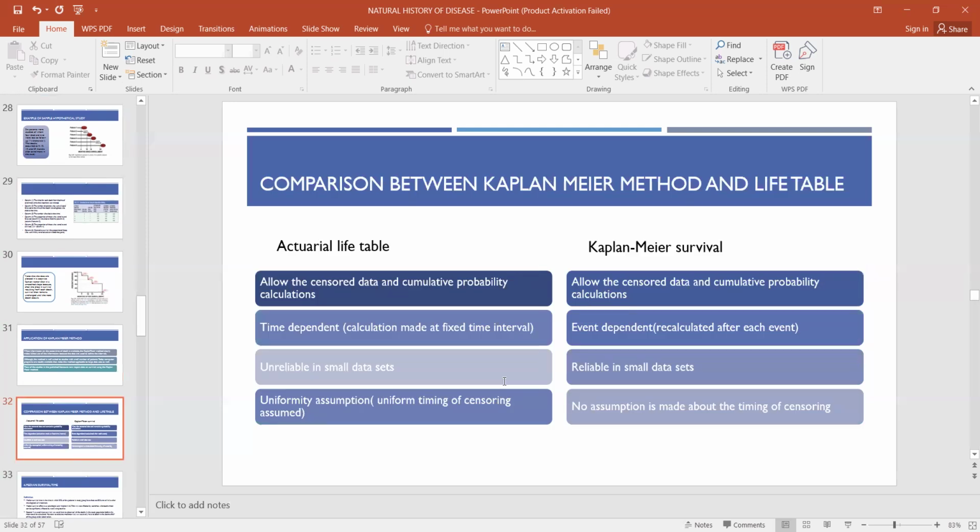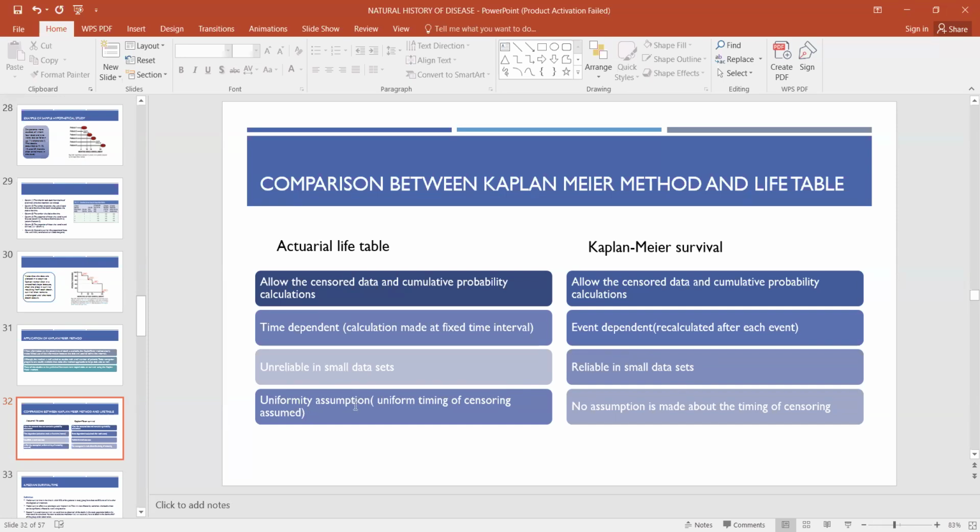This is the comparison between the life table and the Kaplan-Meier survival. In the life table, actual censored data and cumulative probability are calculated; in Kaplan-Meier, censored data and cumulative probability calculations are allowed. A life table is time dependent, whereas Kaplan-Meier survival is event dependent. The life table is unreliable in small data sets. Kaplan-Meier is reliable in small data sets.